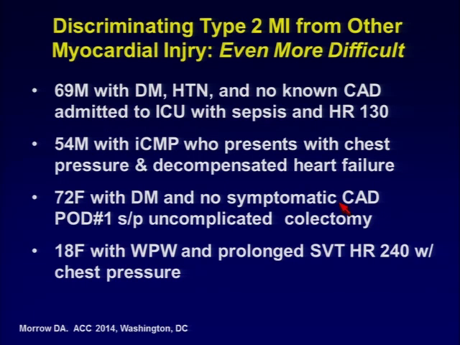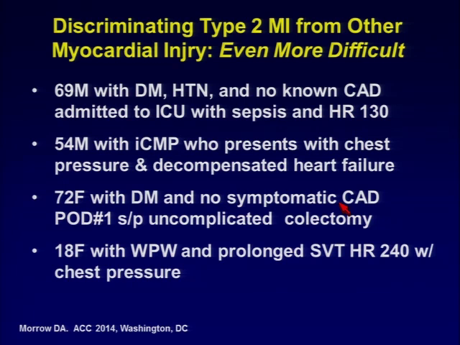And then lastly, a slightly different case, an 18-year-old woman, this is one of Joe Alpert's favorite examples, with WPW, who presents with a prolonged SVT. Here, the mechanism of injury isn't so difficult. Do we call this an MI? It's ischemic, plausibly an etiology, but presumably no underlying coronary abnormality.